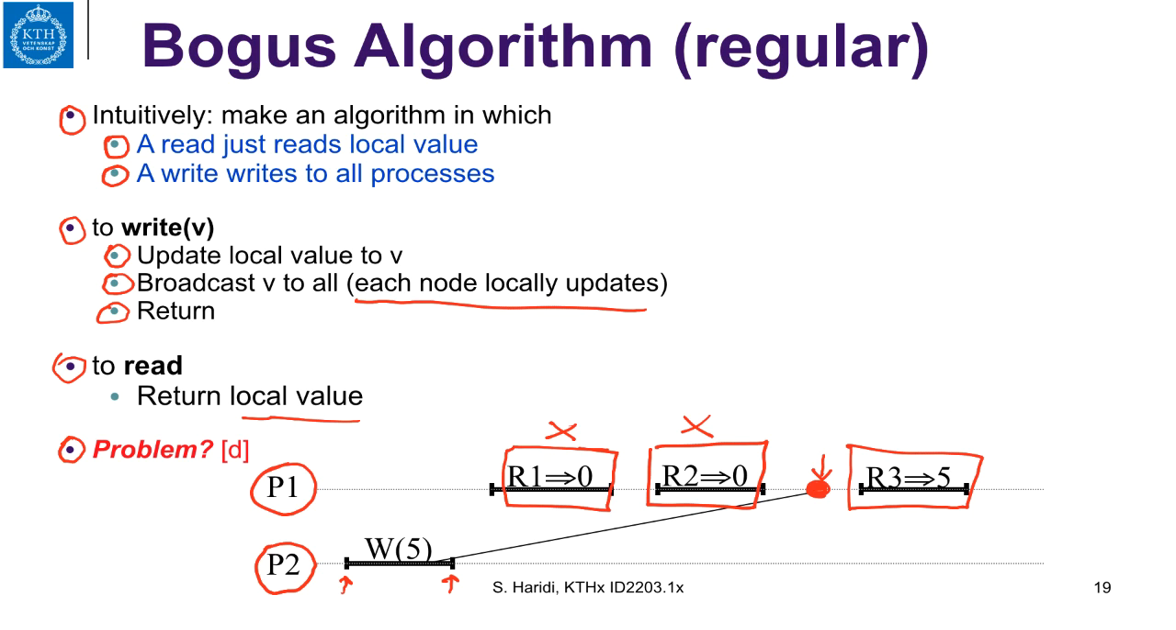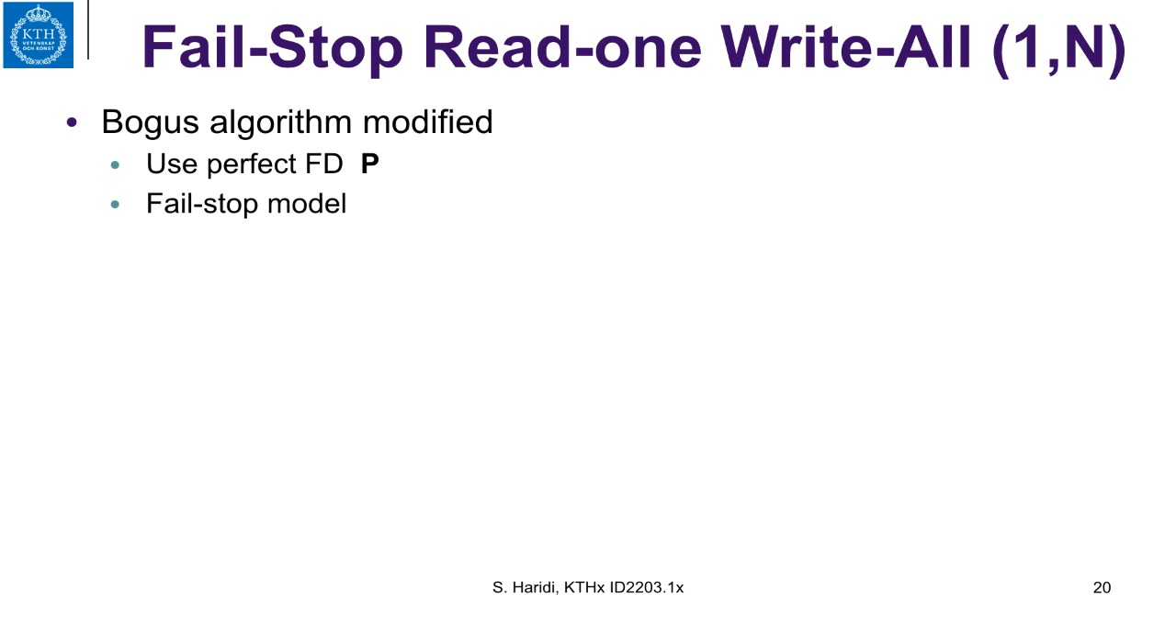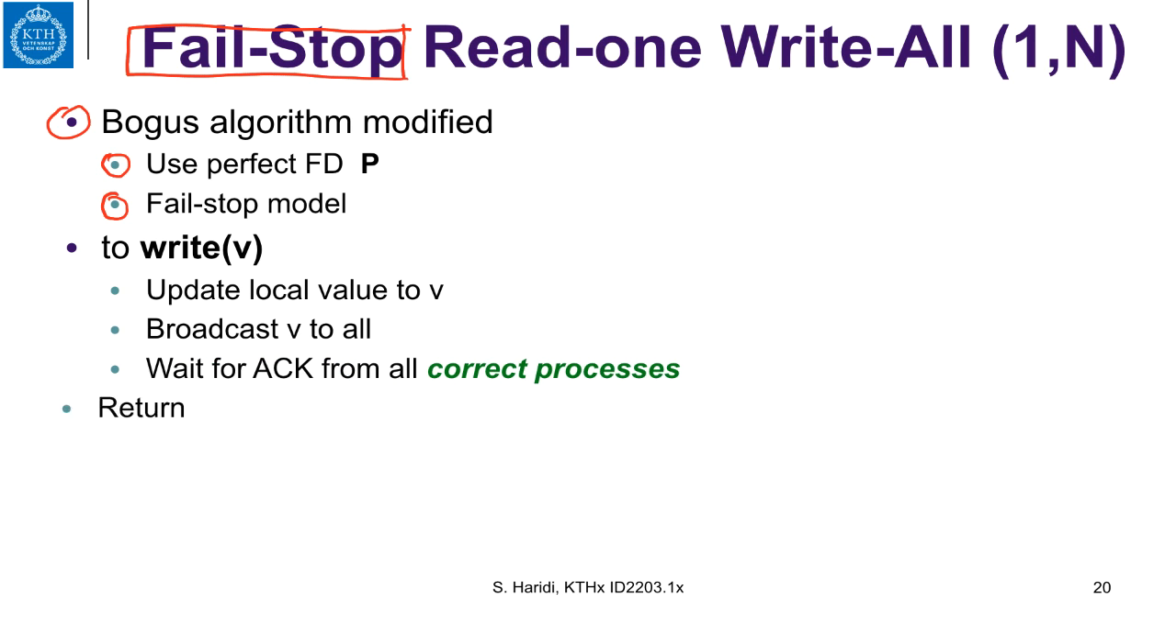The basic idea is to make sure that the writer does not return until it knows that the readers have delivered the value that the writer broadcasted. So here is our algorithm. We modify our basic algorithm to use a perfect failure detector P. So we are then in the fail-stop model. This is the fail-stop model. And here is an outline of the algorithm.